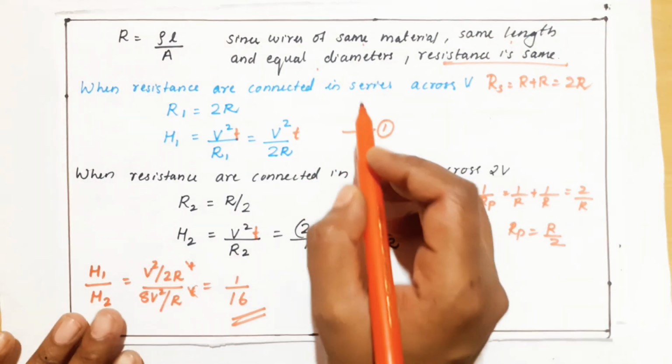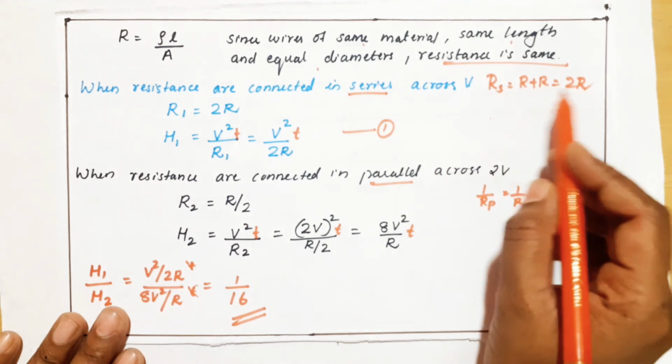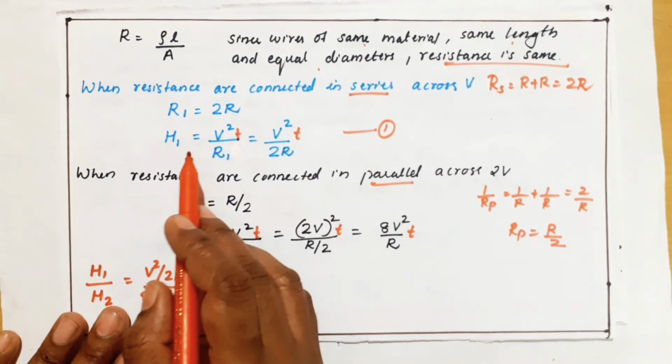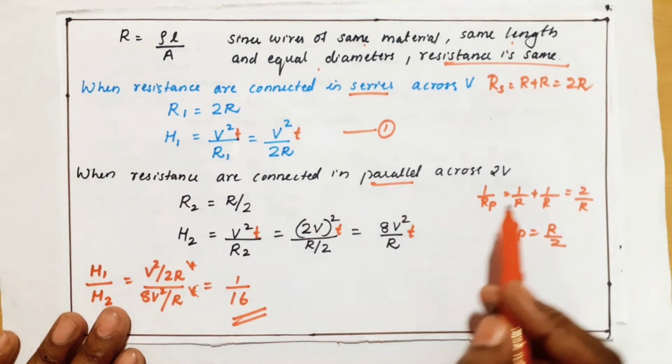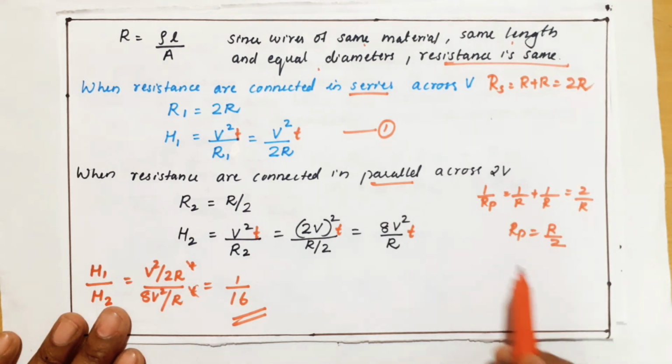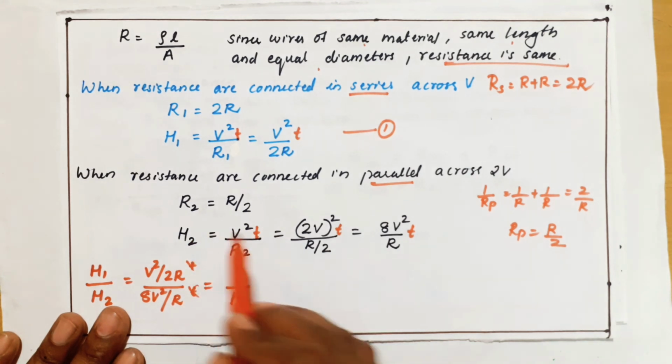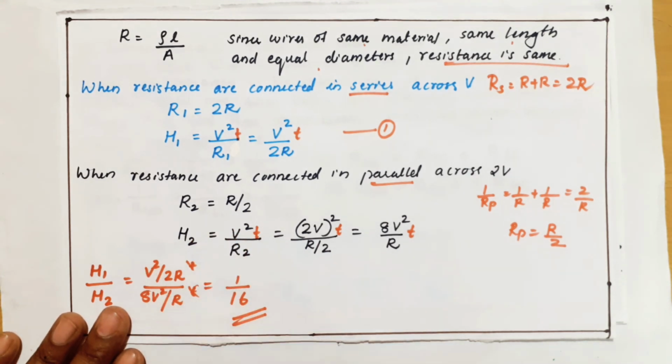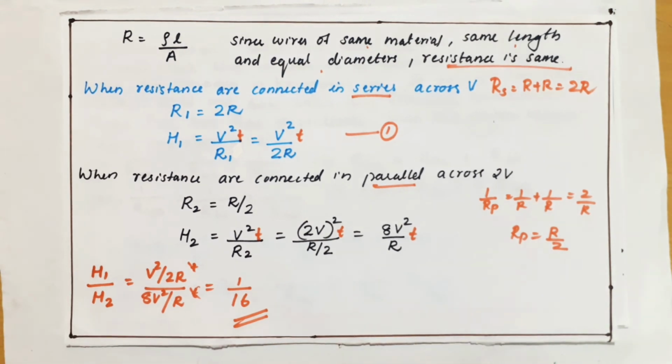And see, in this question we are connecting in series and parallel. Series means remember the equation R plus R equals 2R, and I found the heat. Parallel means we know 1 by R equals 1 by R1 plus 1 by R2. It is 2 by R. Take the reciprocal, R by 2. We got the heat in the second case. What is H1 by H2? We got 1:16. So Joule's law is very, very important.